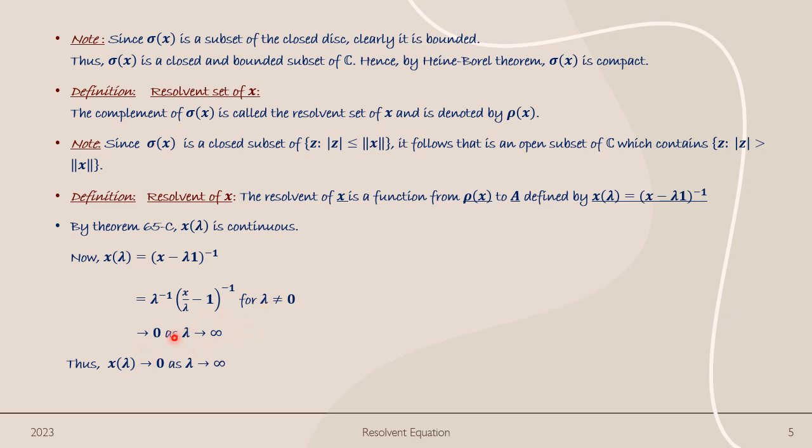Clearly, as lambda tends to infinity, 1 by lambda tends to 0. So 0 into this vector is 0. So the right hand side tends to 0 whenever lambda tends to infinity. So the left hand side, that is x of lambda, also tends to 0 as lambda tends to infinity.